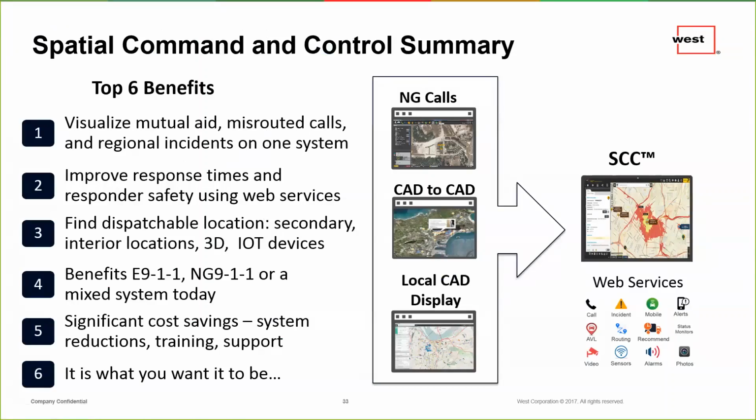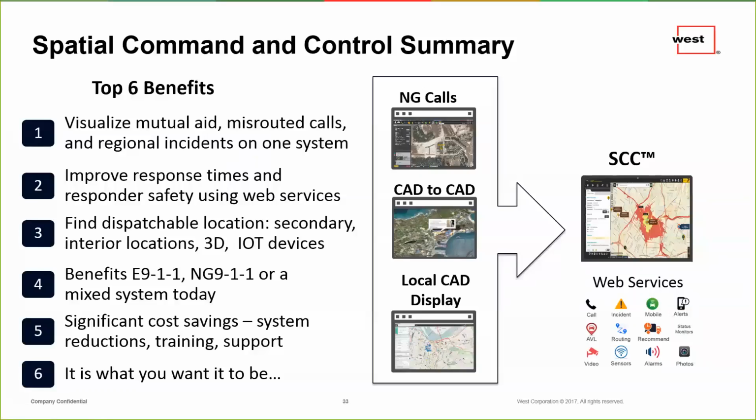Because actually, there's CAD systems out there today that have 3 separate displays with 3 separate location services within the CAD. Within one CAD, I can point to 2 or 3 of them. It's embarrassing. So I want to be able to find dispatchable locations, secondary locations, interior, 3D. I want to be able to find IoT devices. In fact, I'm going to need to do all of that in the near future. So why don't I plan for my future? Why don't I start today?